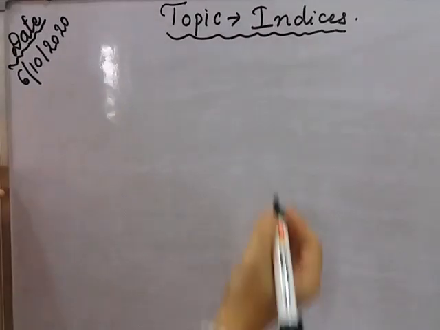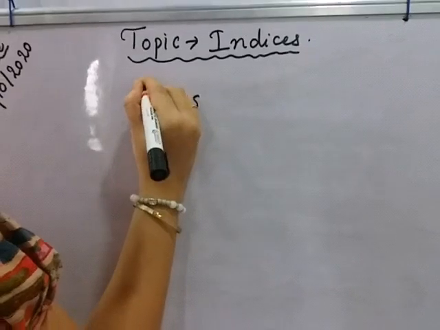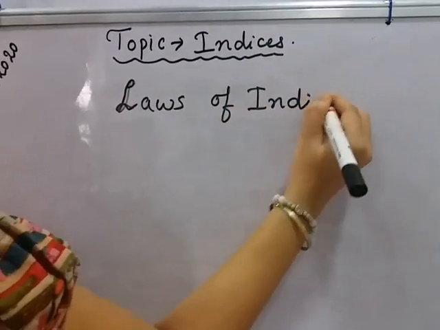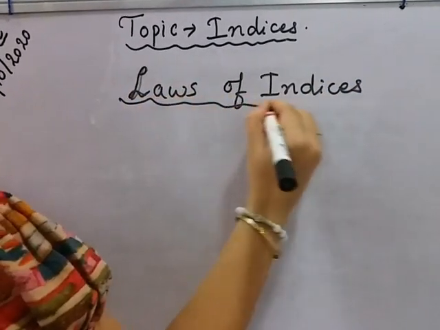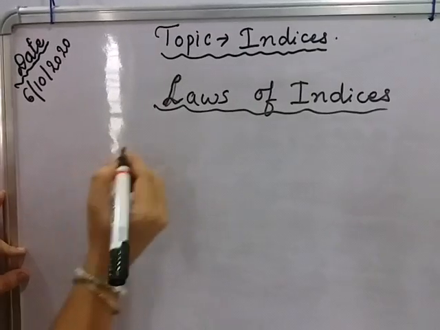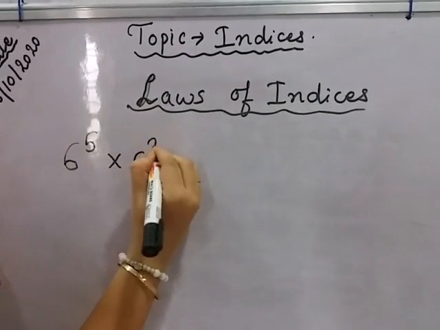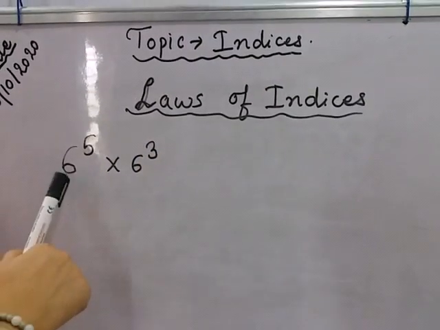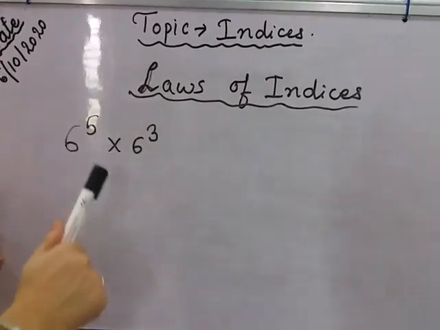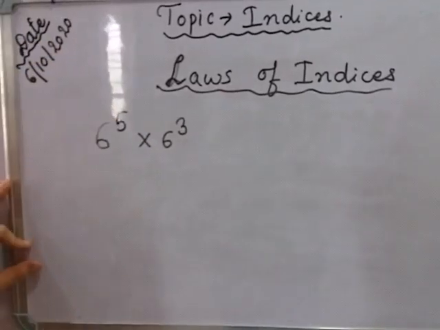Now let's begin with today's laws of indices. Let's take the first law of indices. In the first law, let's take one example. How do we read the number? 6 raised to 5, and the multiplication sign means multiplication, 6 raised to 5 multiplied by 6 cubed, or the cube of 6.